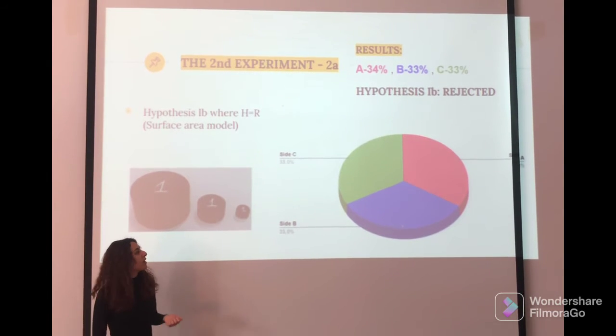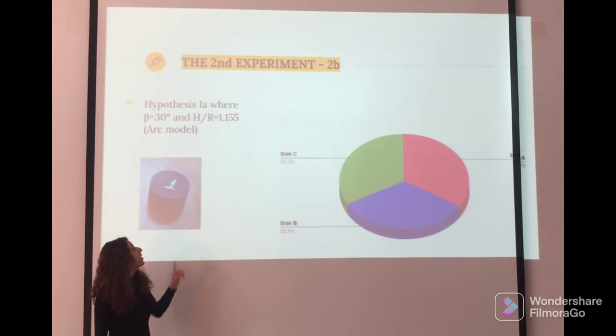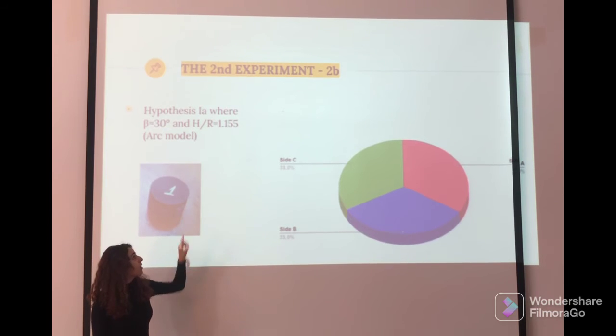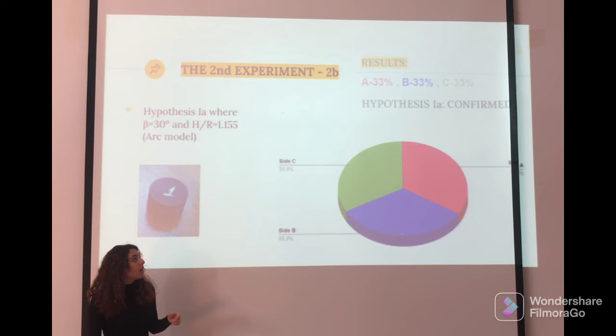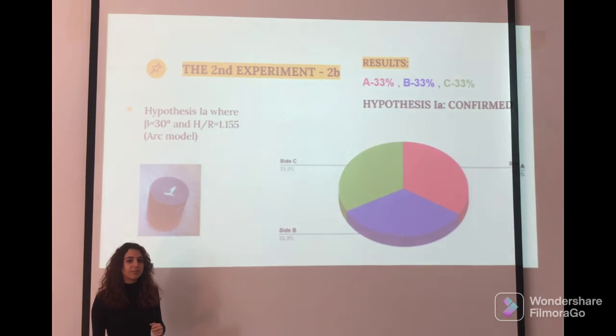that we initially calculated. This is the second part of the second experiment, which tests hypothesis 1a based on the arc model, where again the height to radius ratio is 1.155 and angle B equals 30 degrees. Based on the results, we see an equal probability which confirms hypothesis 1a, and you can also see it on the graph.